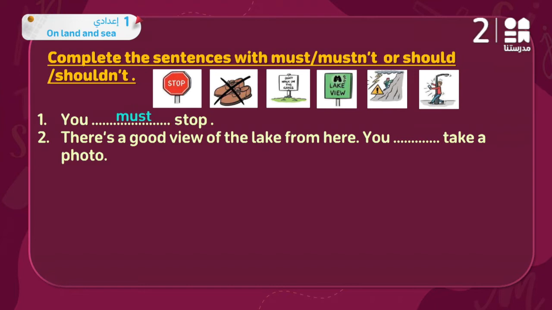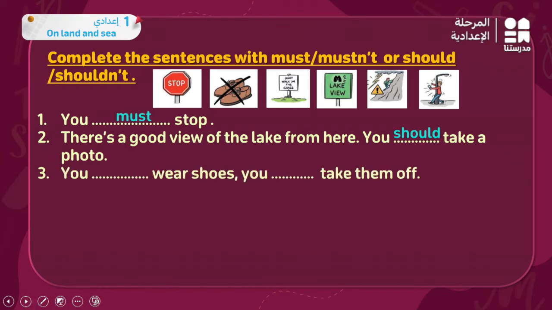Here I give you the necessity. Am I saying you must or you should? You should. So it's preferable to take a photo. Then, you blank wear shoes, you blank take them off. Look at the picture in front of us. Here there is a cross on the shoes. It's not allowed to wear your shoes here. So you mustn't wear shoes here. You must take them off.